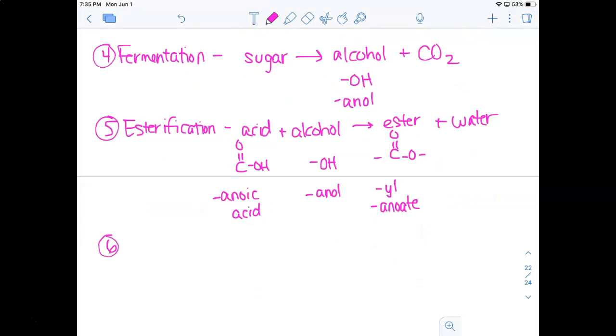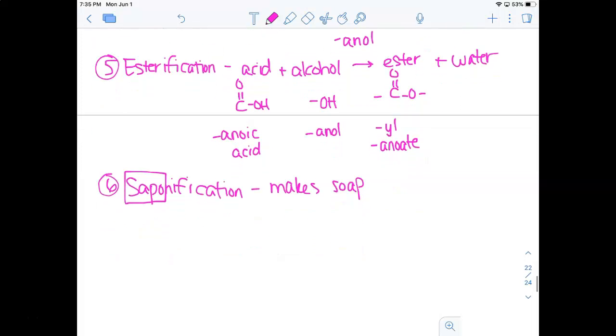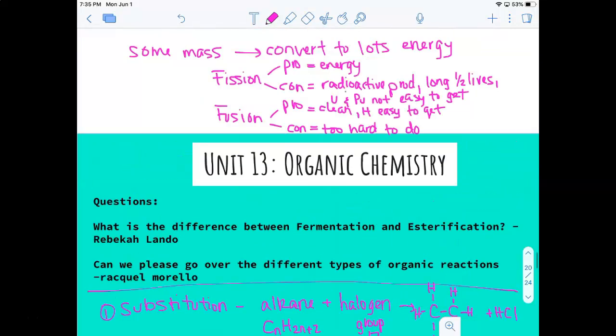All right, saponification. It looks like a scary reaction, but all you're responsible for knowing is that it makes soap. And an easy way to remember that, if you look at the first four letters of saponification and you just reorganize them a little bit, they spell soap. Am I missing any more?